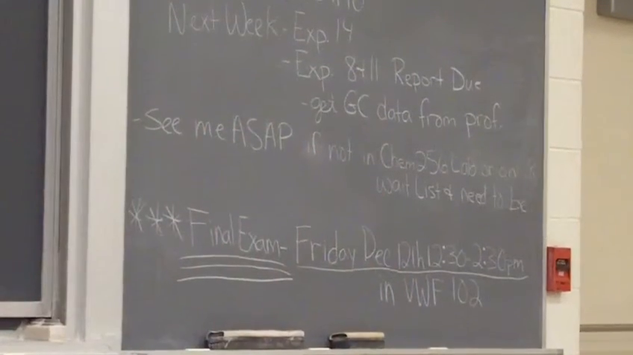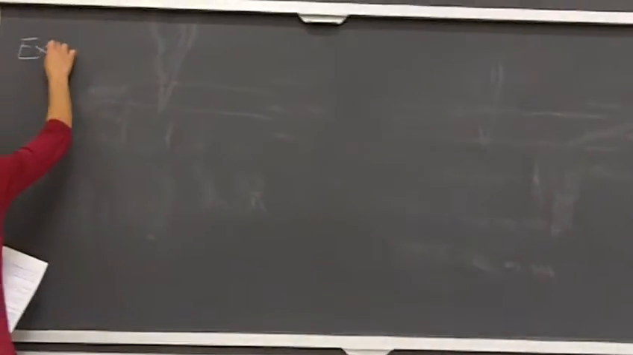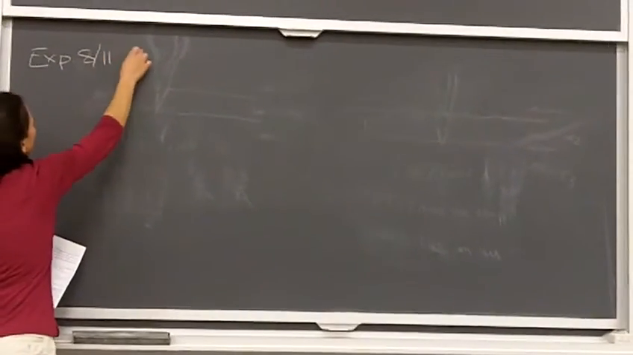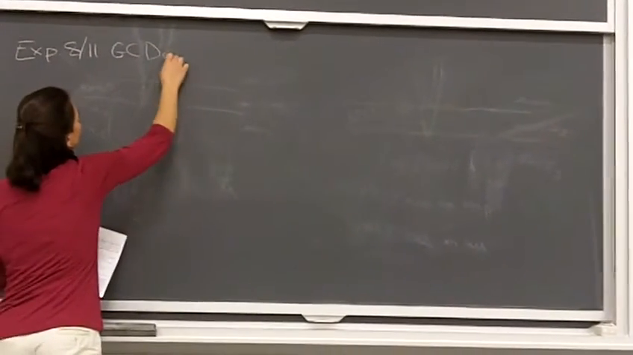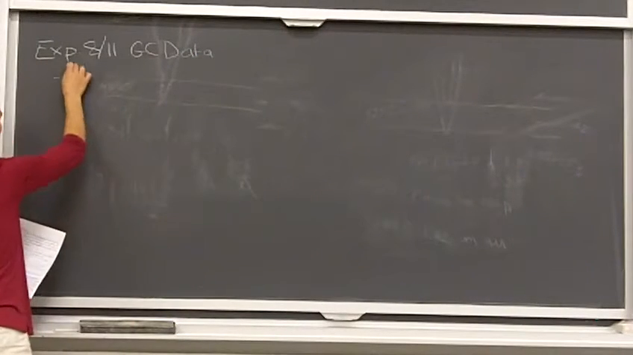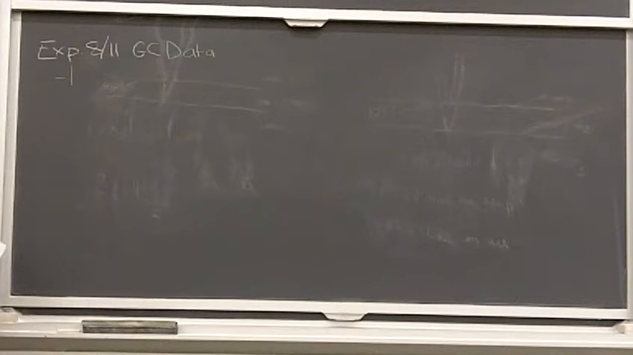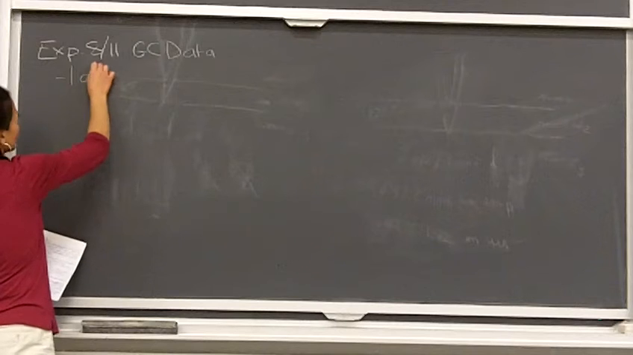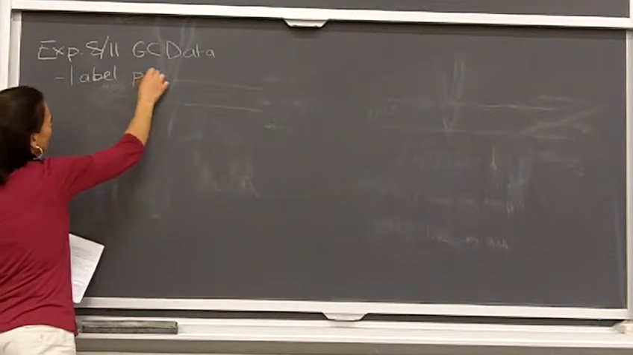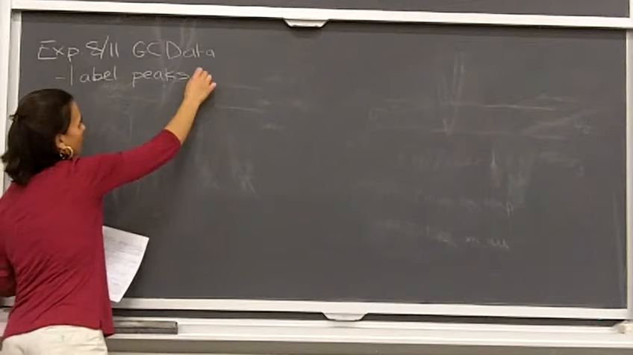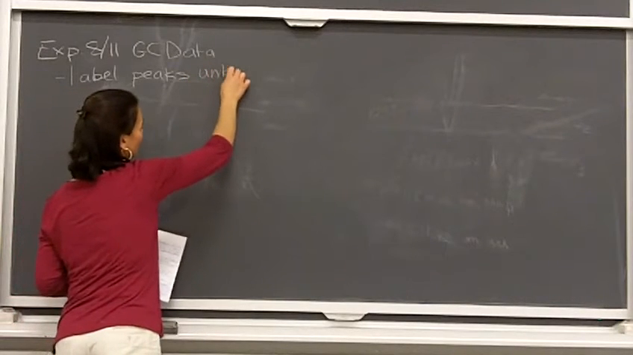A couple reminders for your experiment 8 and 11 GC data. You need to look at both the peak tables and peak lists that you were given, and you should get a list of standard retention times from your lab prof for your GC date, okay? Any peaks you can't identify, peaks that are unknown, you're going to label them as unknown.